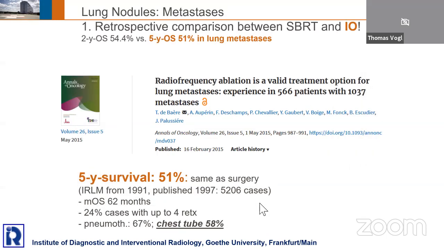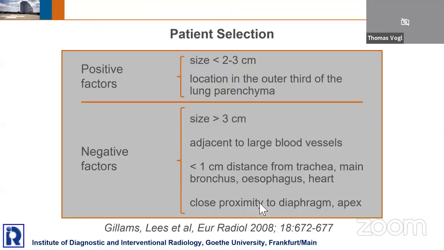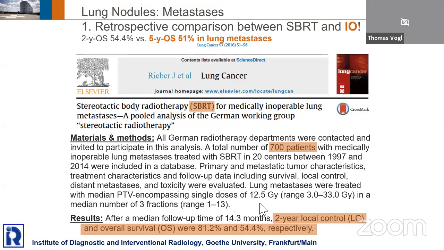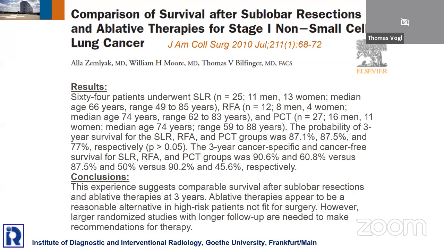Some references, of course, Tony de Baere. He had the largest series in RFA, 566 patients, 51% 5-year survival. I'll show you here also some data on the references. A stereotactic group in Germany, we have a big group in stereotactic body radiotherapy. The 2-year local control was 81% in 54. So at least according to our data, there was not a direct advantage in performing stereotactic radiotherapy.